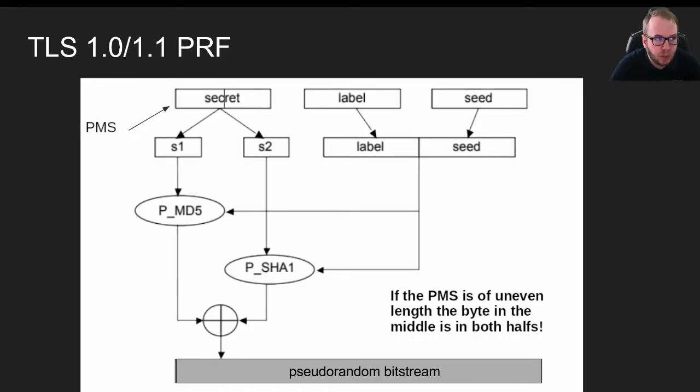For TLS 1.0 and TLS 1.1, you have a pseudo-random function based on HMAC. What you do is split the shared secret into 2 halves. One half enters the MD5-based pseudo-random function, and one enters the SHA-1-based pseudo-random function. In the end, both outputs are XORed, and this is the output of the whole function. If the shared secret is of uneven length, then the byte in the middle is in both halves. And this is important because it allows us to find additional offsets for the attacker to reach the staircase.